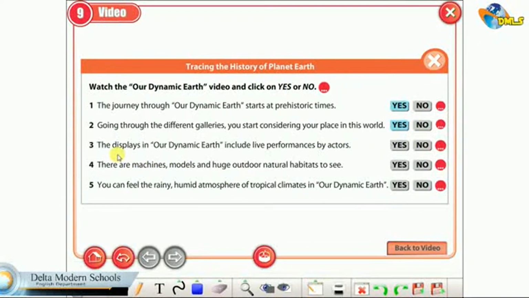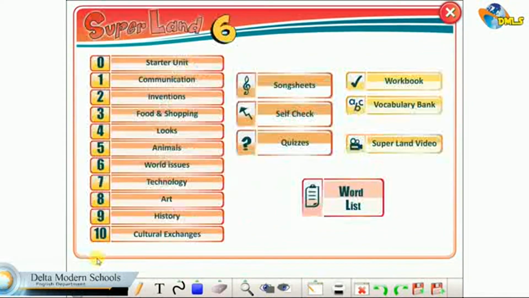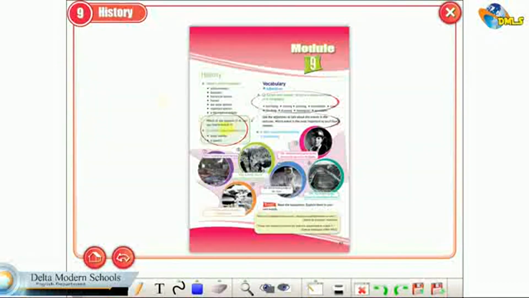Great. The displays in our dynamic Earth include live performances by actors, right or wrong? Great. No. There are machines, models, and huge outdoor natural habitats to see. Yes or no? Great. No. You can feel the rainy, humid atmosphere of tropical climates in our dynamic Earth. Yes or no? Great. Thank you. Now let's go back to our module page.